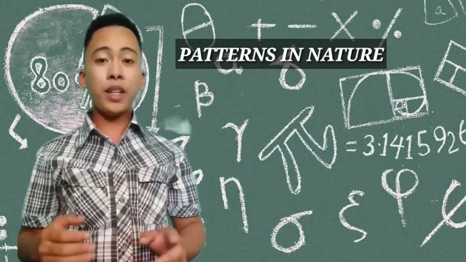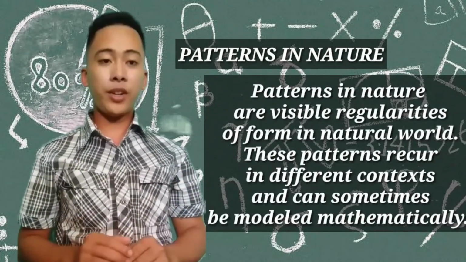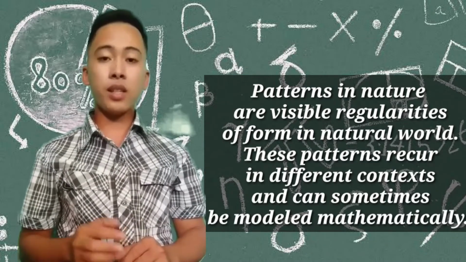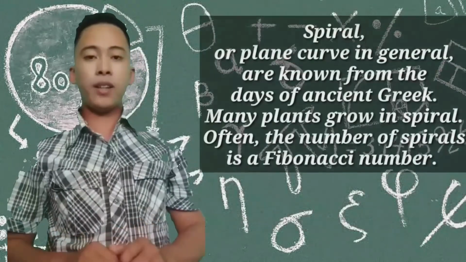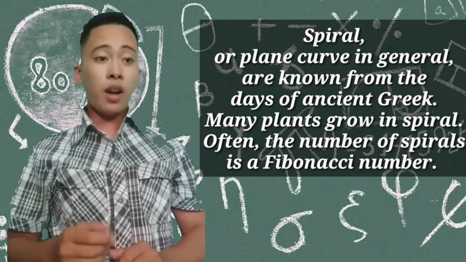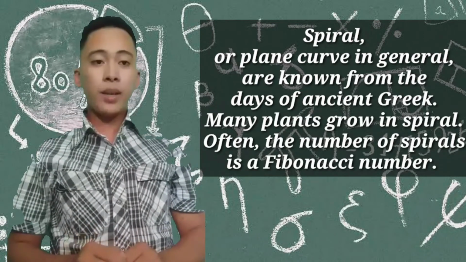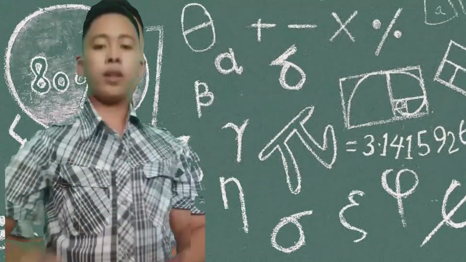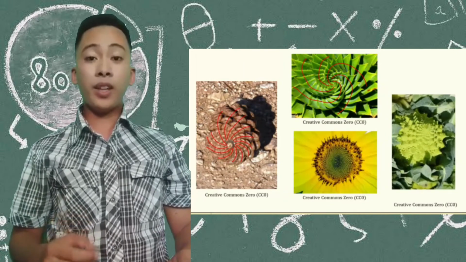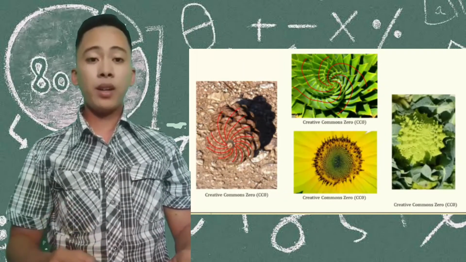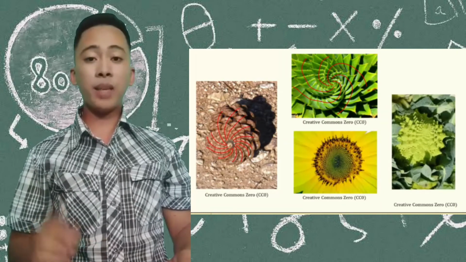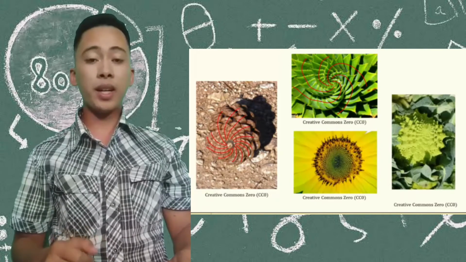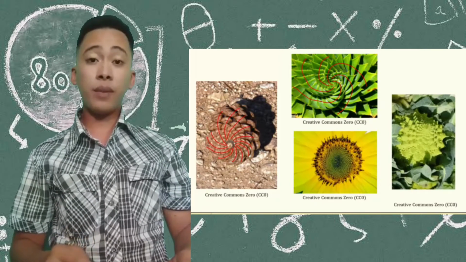Next, we have the patterns in nature. Patterns in nature are visible regularities of form in the natural world. These patterns recur in different contexts and can sometimes be modeled mathematically. Spirals, or plane curves in general, are known from the days of ancient Greece. Many plants grow in spirals. Often, the number of spirals is a Fibonacci number. Here, we have a plant, an agave. We can see the spirals outlined. We have there 5 spirals, and 5 is a Fibonacci number. Next is the bottom of the pine cone, and again, we can see the spirals, and we have 13. 13 is a Fibonacci number.